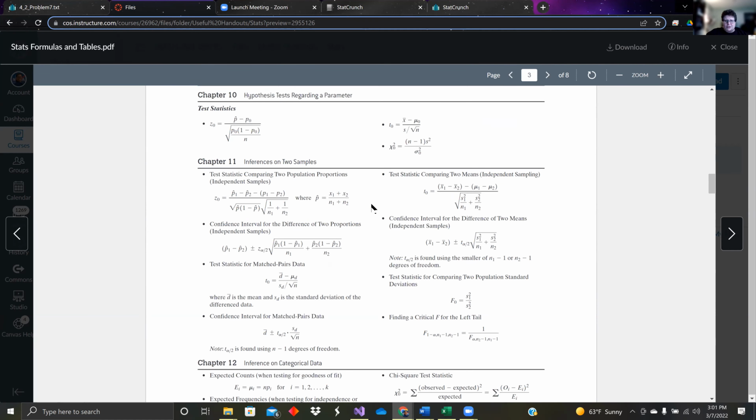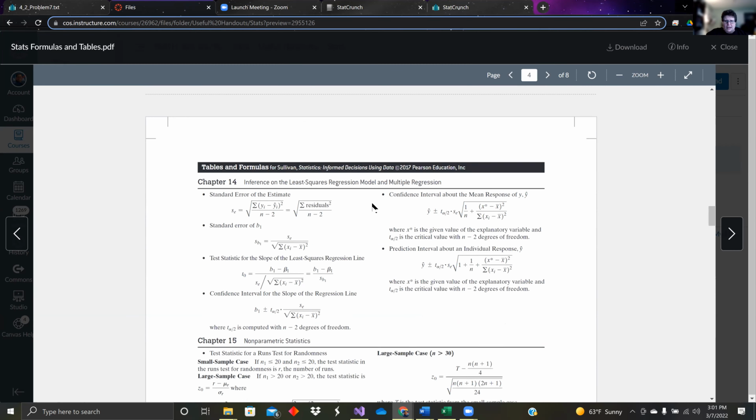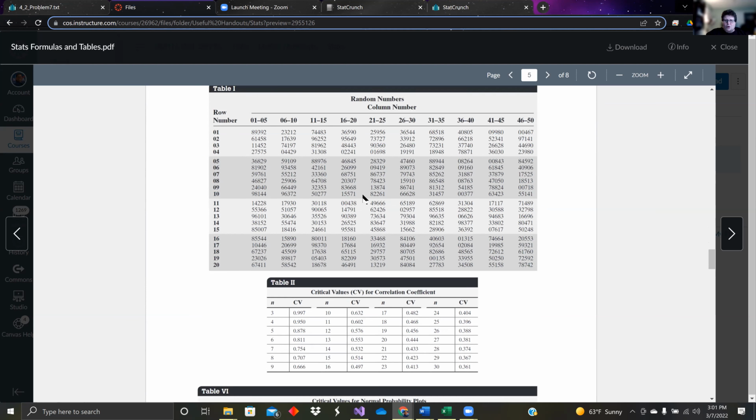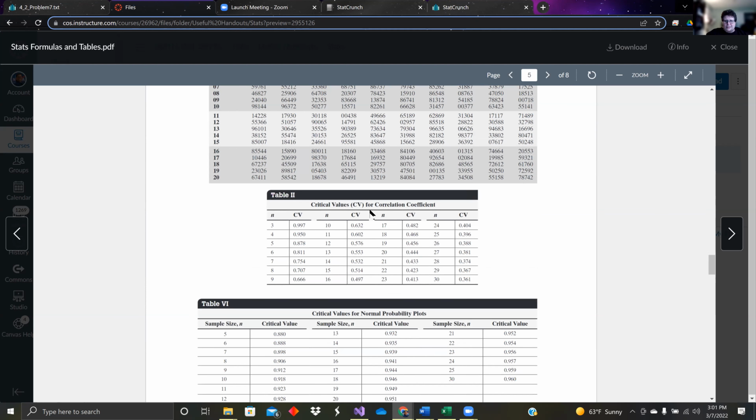Where the table is, though, we want to come down, and I want to say it's on the 5th page or so. You get to the tables. Table 2, let's see. Critical values for correlation coefficient.